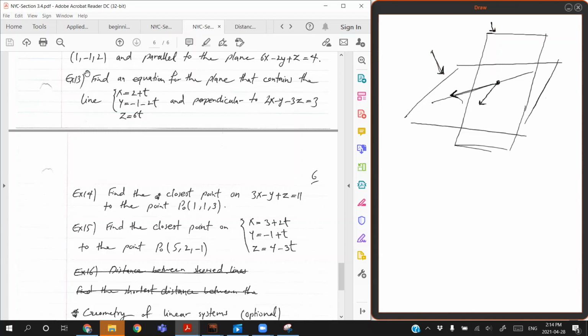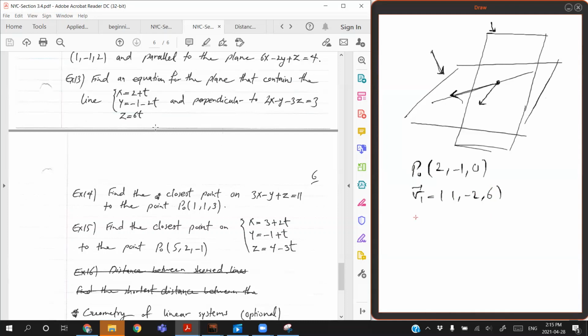So by looking at this line, I can see that this line passes through the point P0, (2, -1, 0), and is parallel to the vector, I call that V1. Let's just look at the coefficients. We get (1, -2, 6).